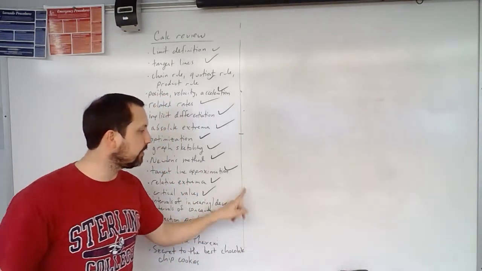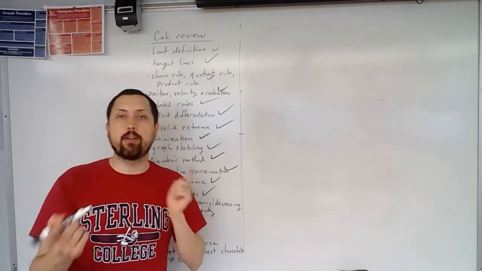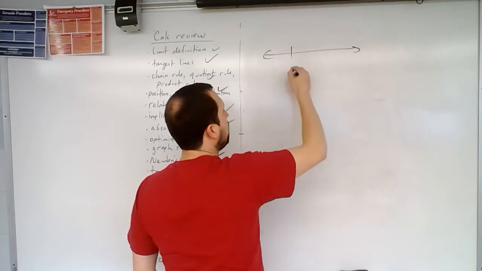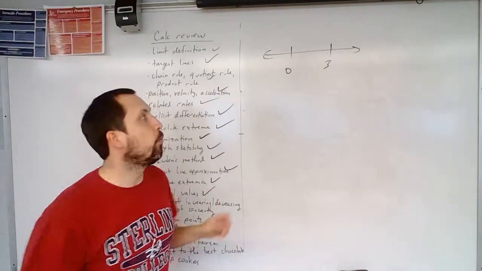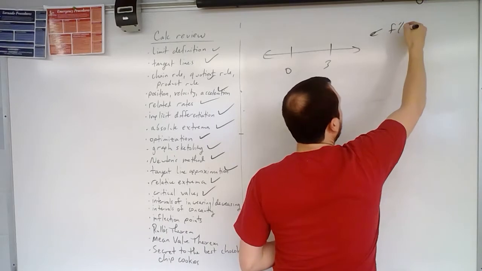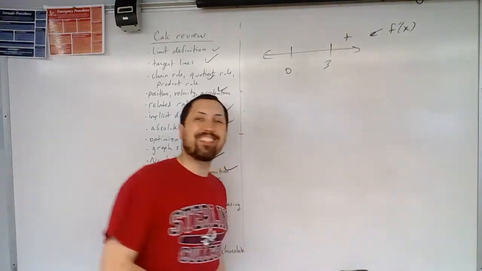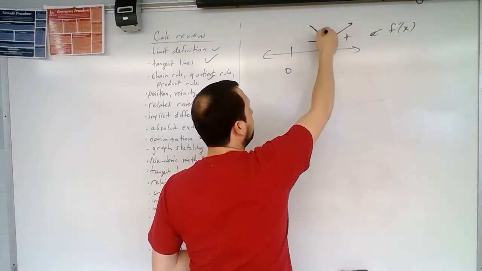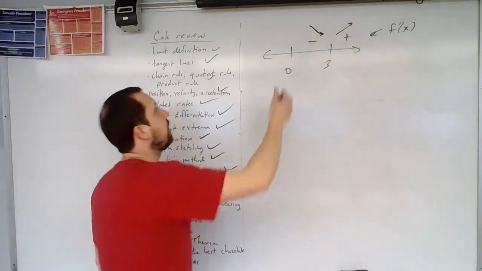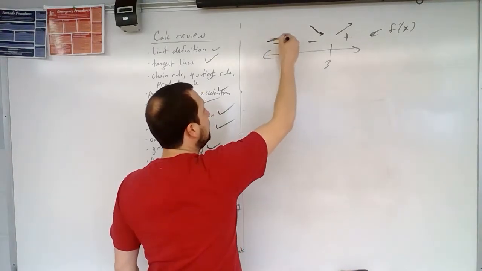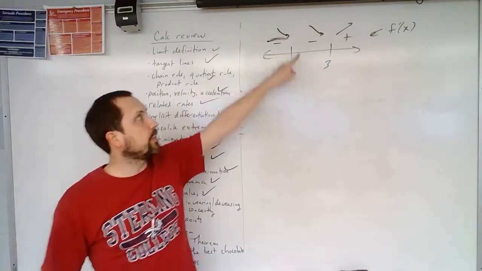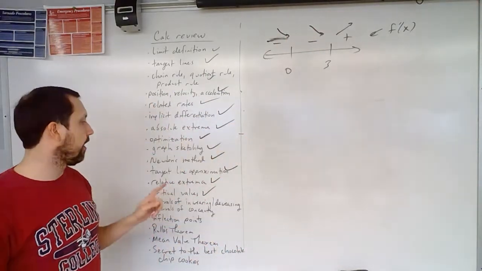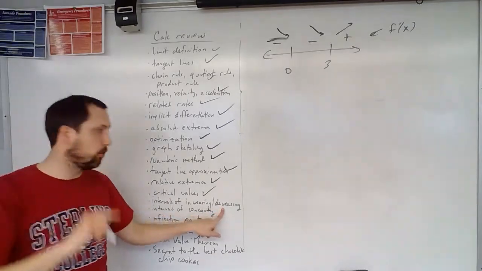Intervals of increasing and decreasing, these had to do with our relative max and relative mins. If we have some type of interval, let's say we have a number line, say 0 to 3, we can test our first derivative. So if our derivative is positive, then that means that our function is increasing. If our derivative is negative, that means our function is decreasing. If on this interval it is also negative, then our function is going to be decreasing, but then it's going to be increasing. So we have our intervals of increasing and decreasing. We look at our first derivative.